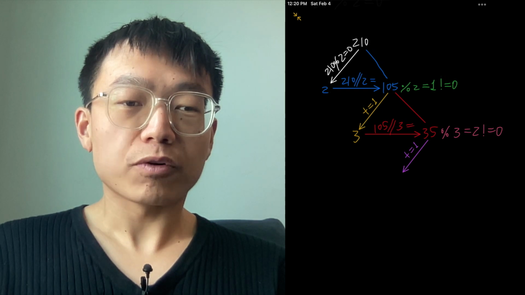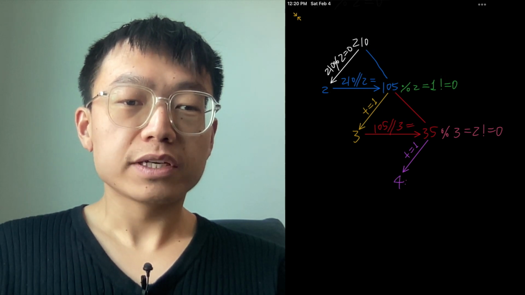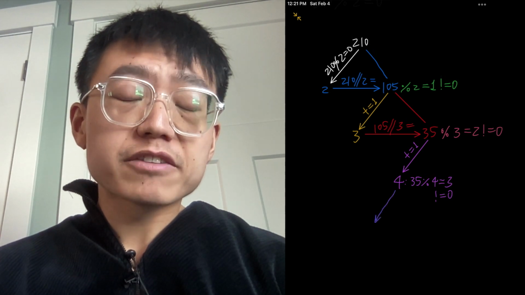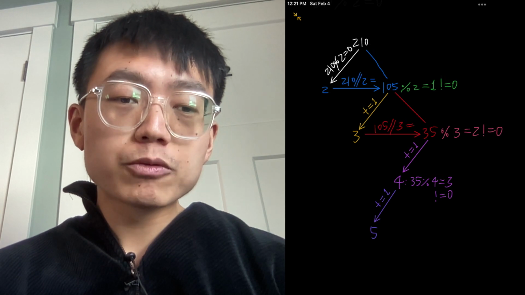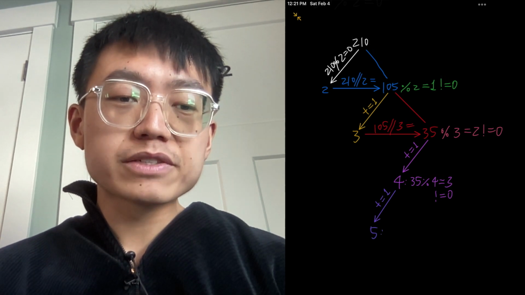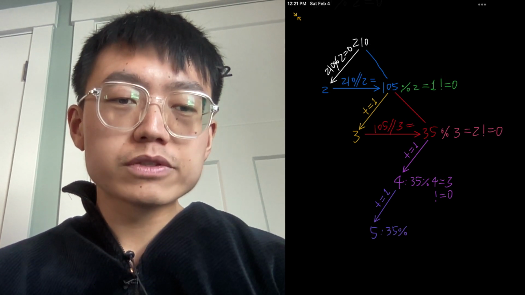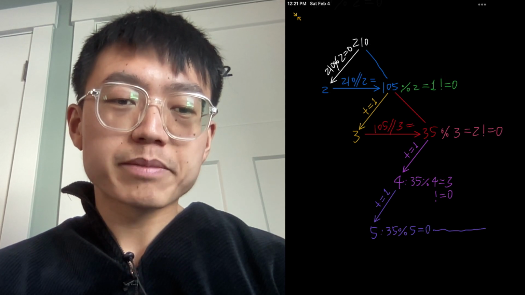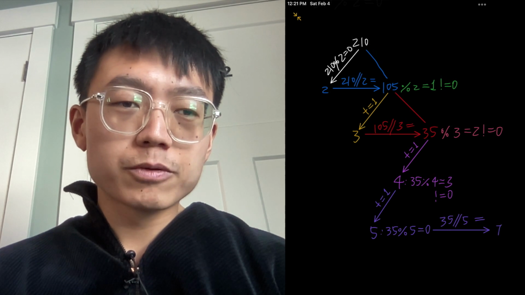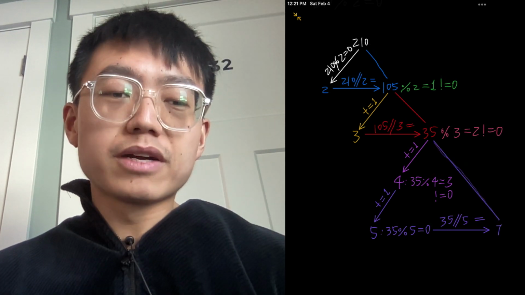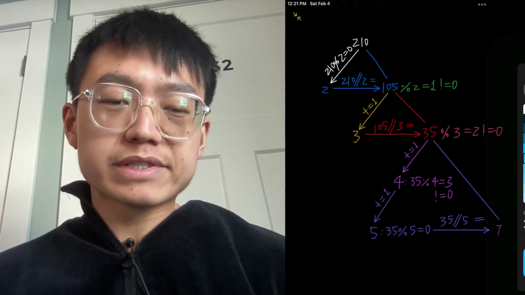Now the factor is 4. 35 modulus 4 is 3, which is not equal to 0. Then we increment the factor 4 by 1, which gets 5. And 35 modulus 5 gets 0, so 5 is also a prime factor. We use 35 divided by 5, which gets 7, and 7 is our num. So we finish, because the square of the factor 5 is greater than the number 7.